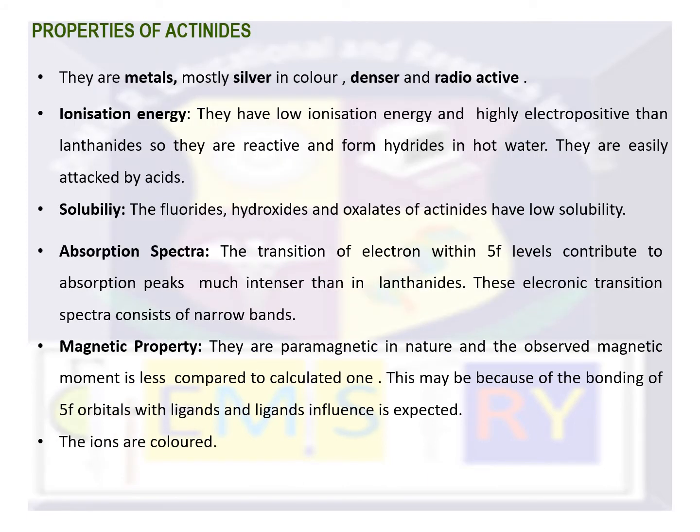Now after seeing the actinide contraction, we will look at the properties of actinides. These actinides are definitely metals. All the transition elements are metals and the inner transition elements are also metals. They are mostly silver in color and they tarnish when exposed to air. Most of them get tarnished when exposed to air. But as such they look silver in color, or at least white in color.